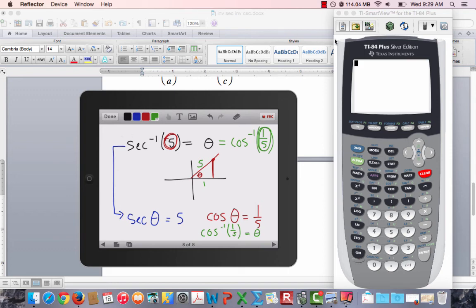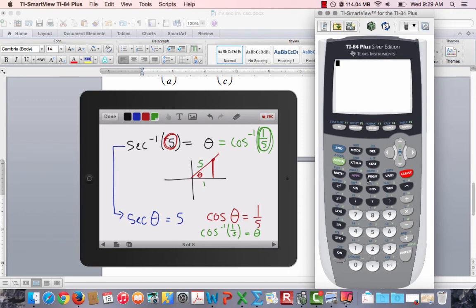Well, we have to do this in order to get it into our calculator because our calculator only gives us inverse sine, inverse cosine, and inverse tangent as inverse trig functions. We do not have inverse secant, inverse cosecant, or inverse cotangent. So if we're asked to find the inverse secant of a value, we would have to express that in terms of inverse cosine.